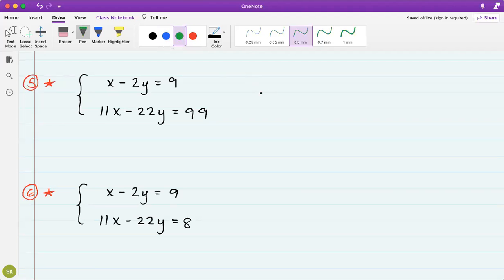Well, the top one is infinite solutions. And why is that? Notice that if we multiply the top equation by 11, we're going to get the bottom equation. So these are actually the same line. So these two lines are overlapping. Okay, so what would happen if you didn't notice this right off the bat?